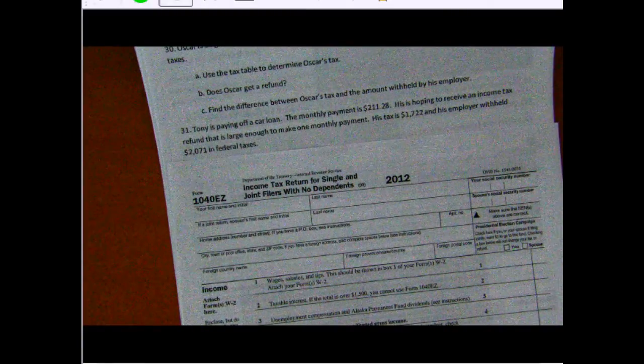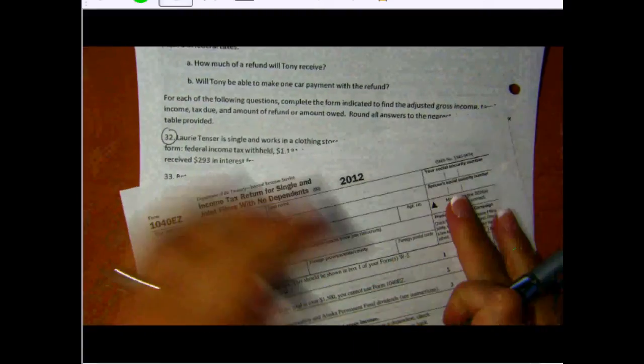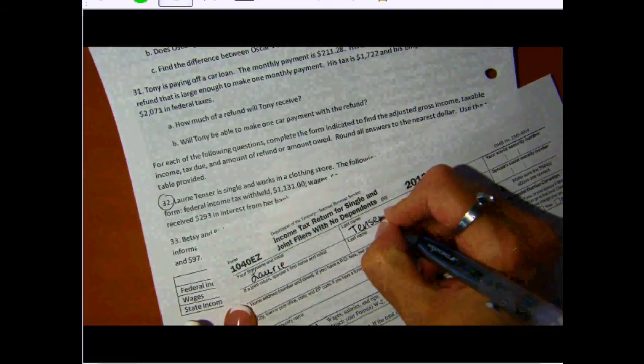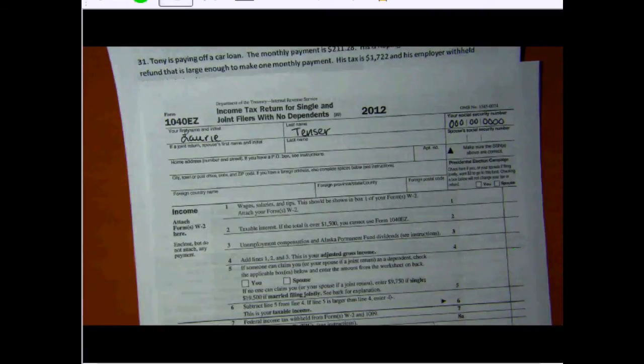Okay, so the first thing when filling out your personal 1040 is that we need to make sure we put our name on it. In this case, the name we're using is Lori Tensor, who is single. So we're going to put Lori Tensor. You'll put your social security number, but in this case, we're just going to put zeros because we don't know Lori's social.